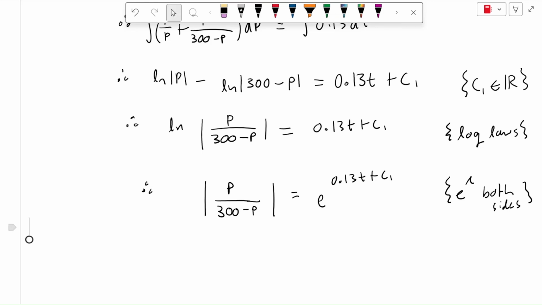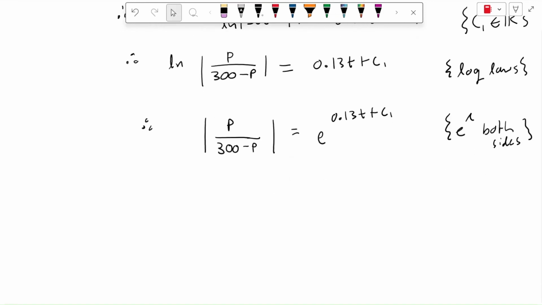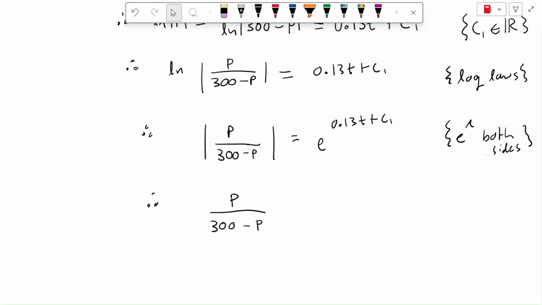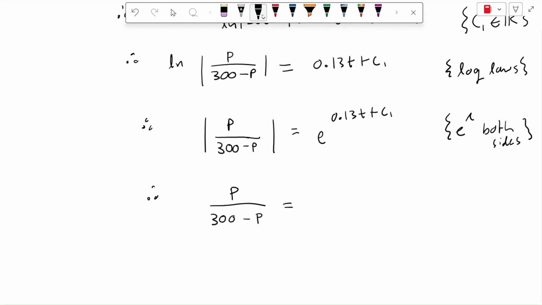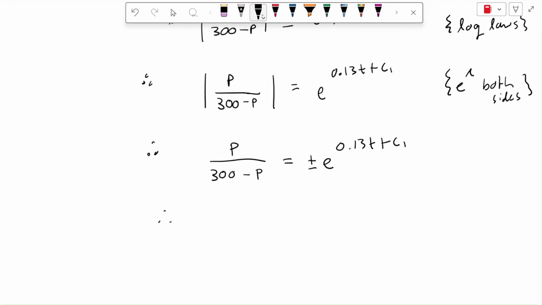Again, I'm doing the absolute most explaining you can do. You can probably get away with less, but this is an example of everything you might want to say, especially if it was a show that or a proof or something. Okay, so we can get rid of this, so plus or minus e to the 0.13t plus c1. I don't think that one needs an explanation.